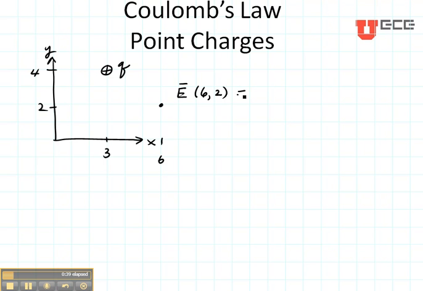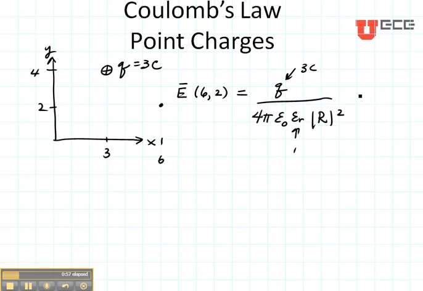Well, we know that the way we find that is it's going to be Q. Let's say this is 3 coulombs, divided by 4 pi epsilon. Let's say I'm in air this time. Epsilon r is 1. And then I need this distance r squared, and I need the r unit vector.